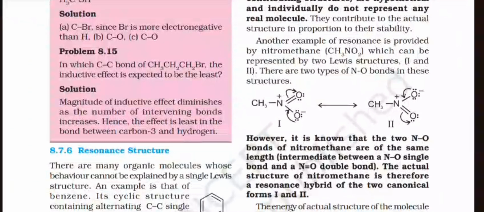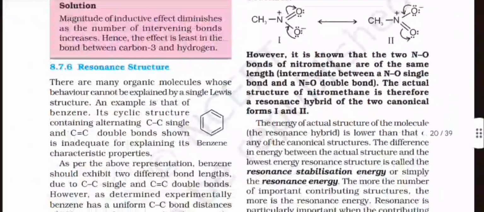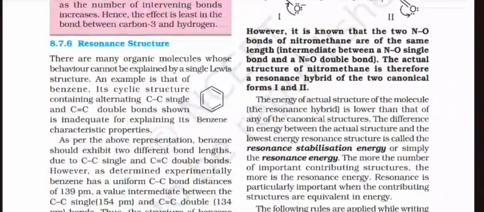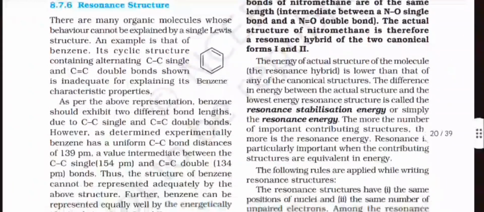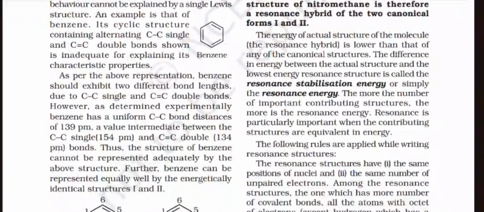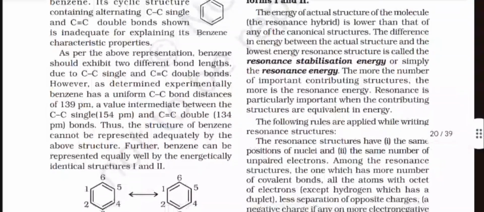Another example of resonance is provided by nitromethane, which can be represented by two Lewis structures. There are two types of N-O bond in this structure. However, it is known that the two N-O bonds of nitromethane are of the same length, intermediate between an N-O single and an N=O double bond. The actual structure of nitromethane is therefore a resonance hybrid of two canonical forms 1 and 2. The energy of the actual structure of the molecule is lower than that of any of the canonical structures.